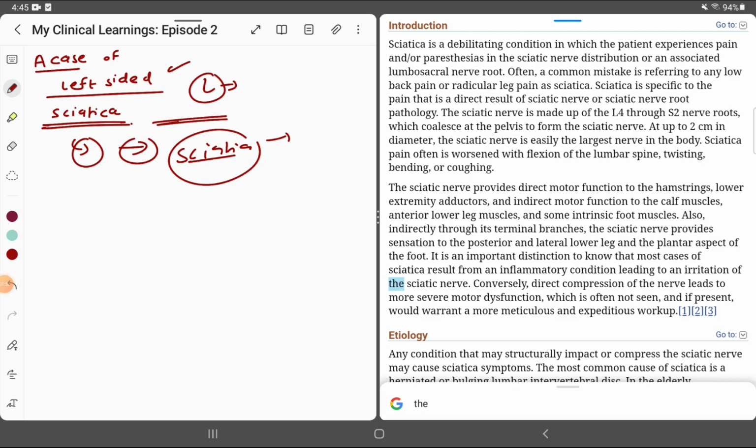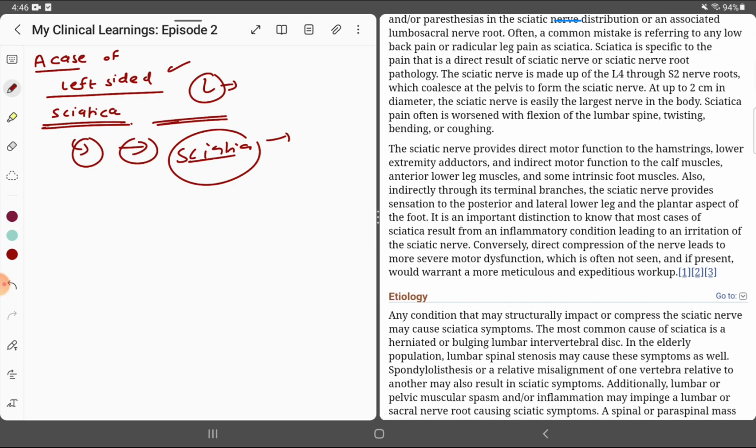Often, a common mistake is referring to any low back or radicular pain as sciatica. Sciatica is specific to the pain that is a direct result of sciatic nerve or sciatic nerve root pathology. The sciatic nerve is made up of the L4 through S2 nerve roots, which coalesce at the pelvis to form the sciatic nerve. At up to 2 cm in diameter, the sciatic nerve is easily the largest nerve in the body. Sciatica pain is often worsened with flexion of the lumbar spine, twisting, bending, or coughing.